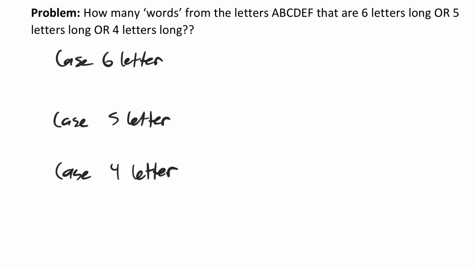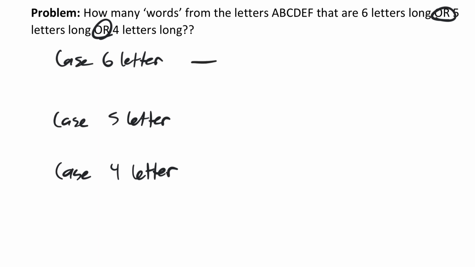Now, the nice thing here is I've tried to highlight it for you. The word or is keying us in that we have different cases. Just like before, you could start with girls or boys. You can hear the word or in the English sentence, girls or boys. It tends to indicate that we have different cases to consider. So here we have 6 letters long or 5 letters long or 4 letters. Each is its own situation.